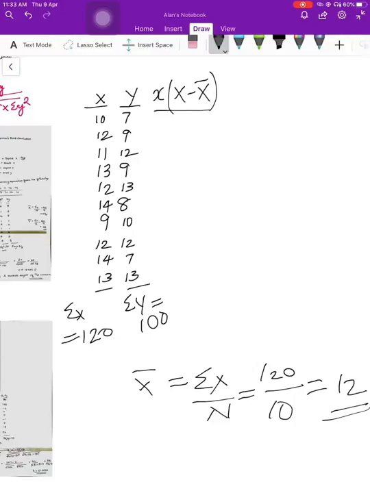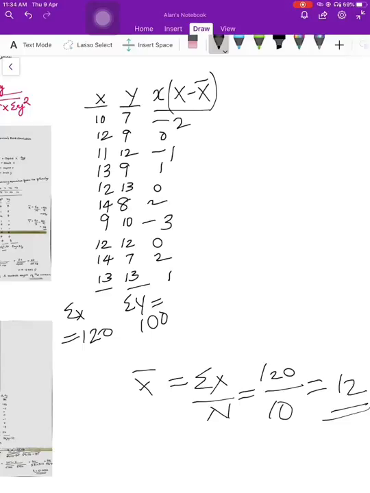Now you can calculate the value of small x here. What is 10 minus 12? That is minus 2. In the same way, 12 minus 12 will be 0. Then 11 minus 12, that is minus 1. Then we continue the same procedure: 1, 0, 2, minus 3, ignore the handwriting, 0, 2 and 1. So that's all about small x.